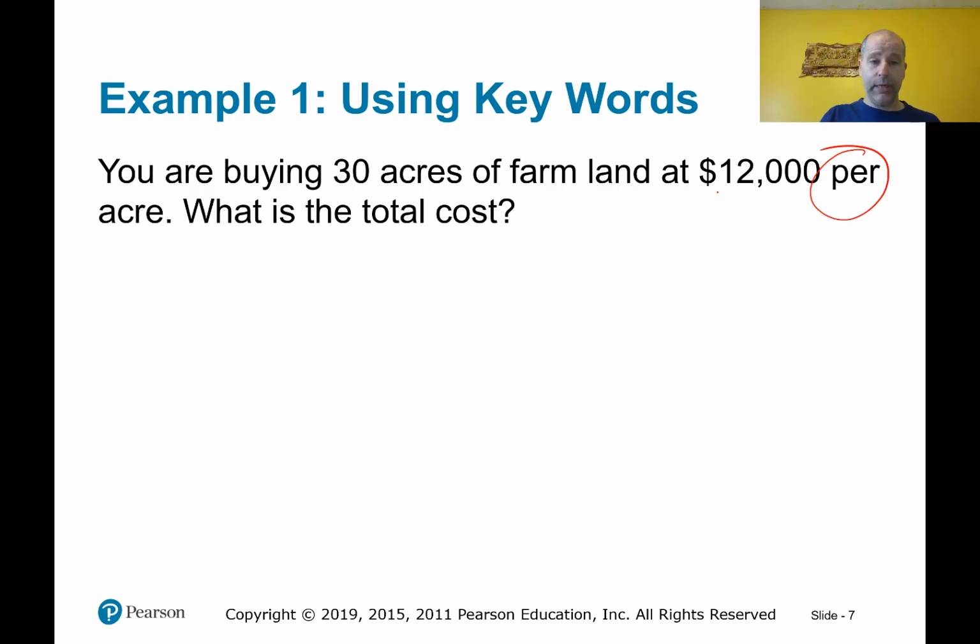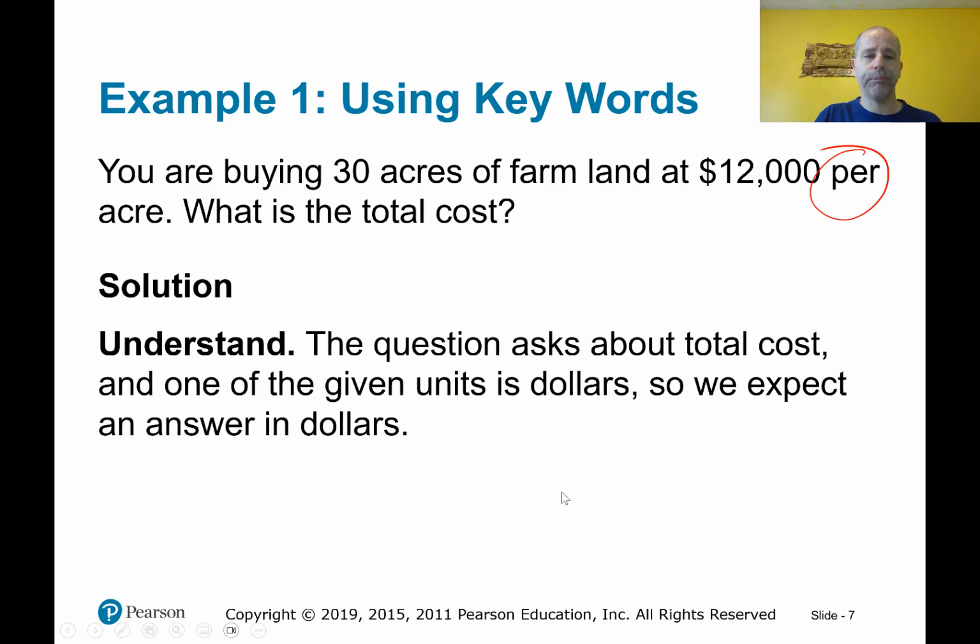We're told that we're buying 30 acres of land, and we want to know what is it that they want us to find? Total cost. So what would we think that the units should be for the total cost? Well, if it's $12,000 per acre, then we would imagine that the total cost is going to be in dollars. So we would expect our answer to be in dollars. Okay, so let's go through this. Understand the question. It talks about cost, and one of the given units is dollars, so we expect the answer to be in dollars, just what I said.